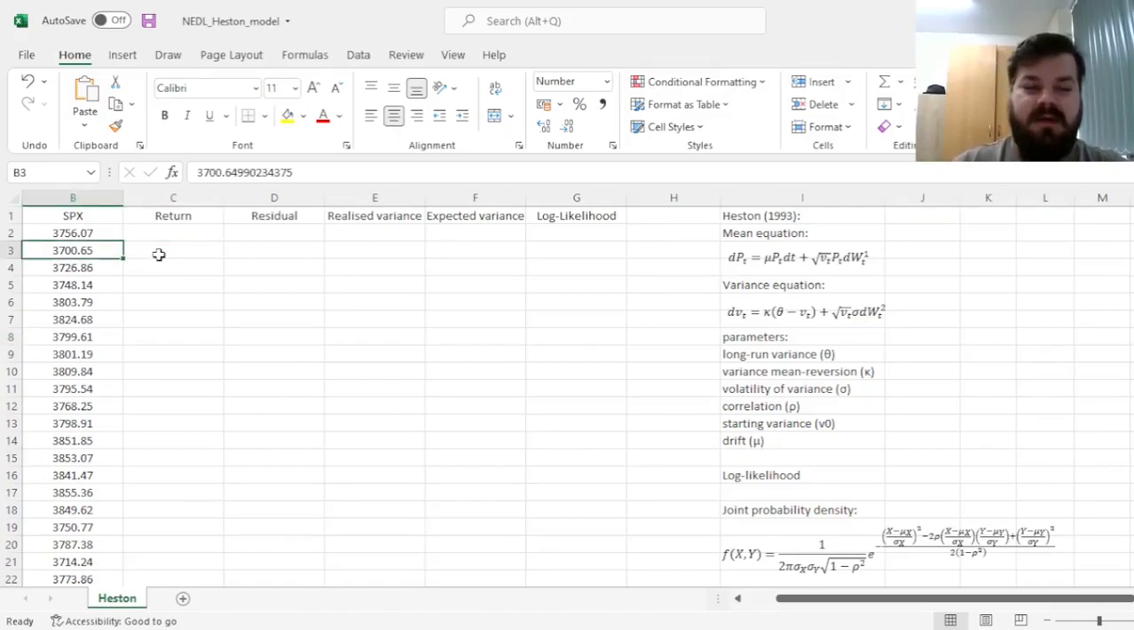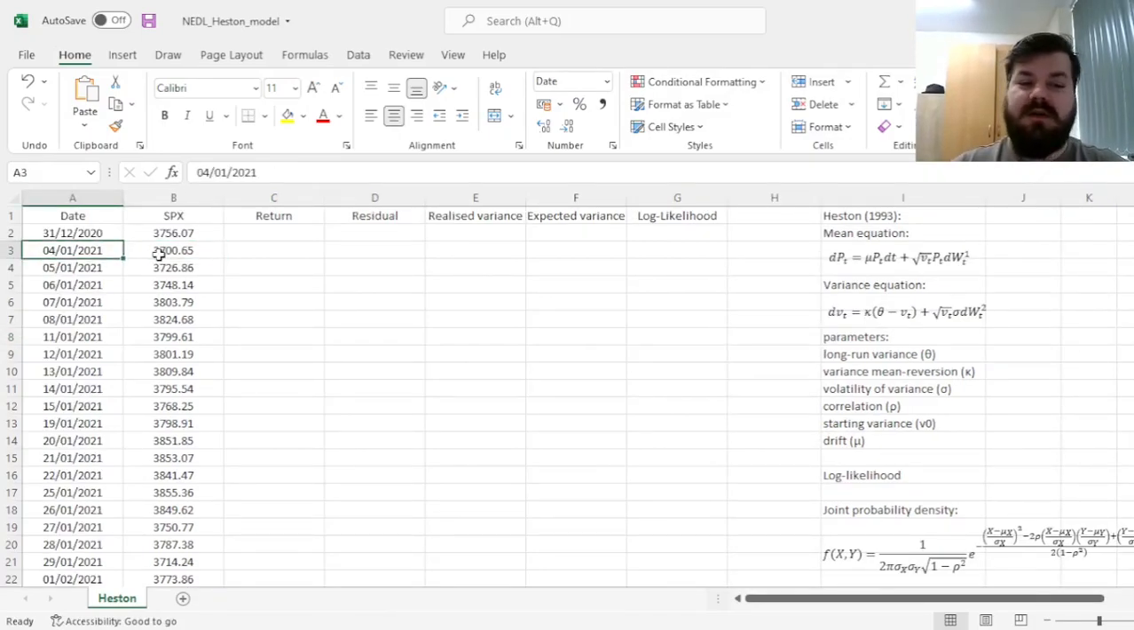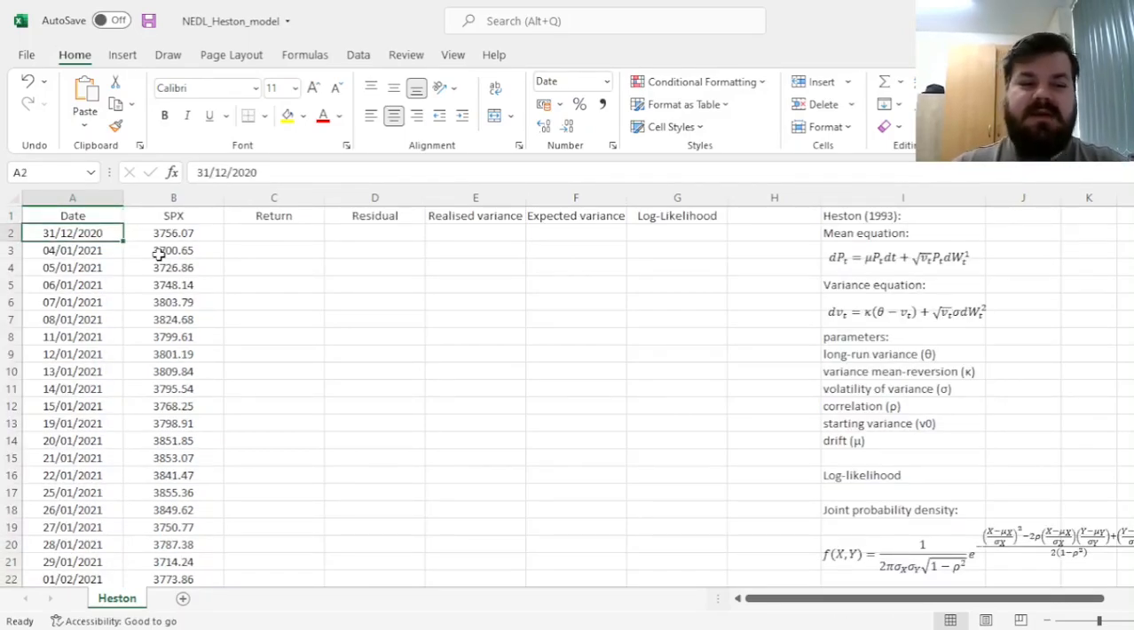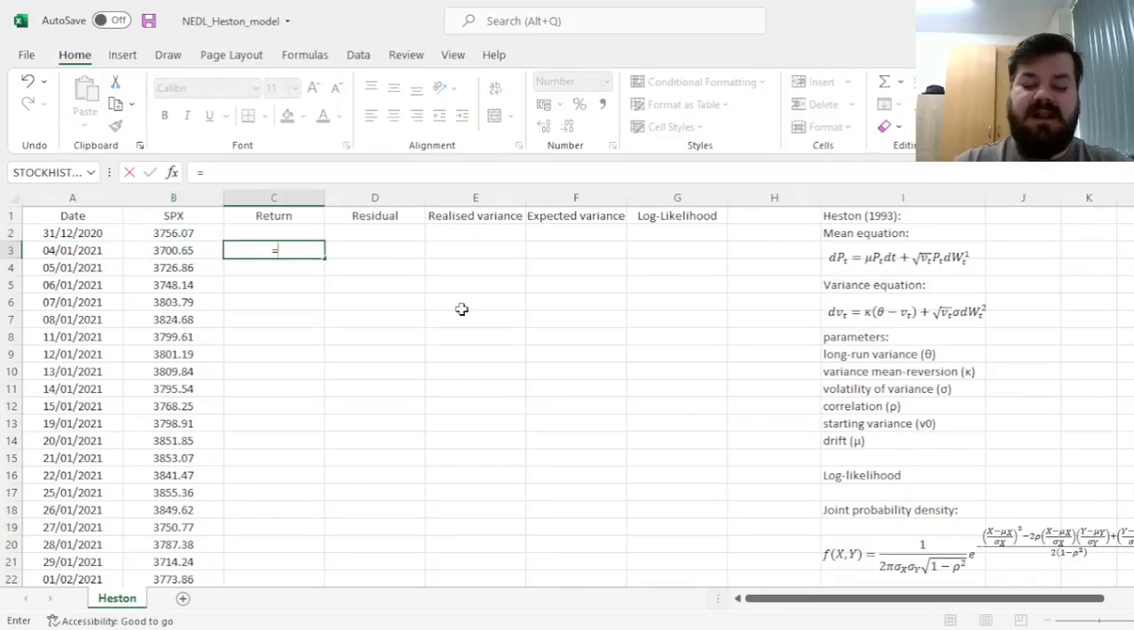And we will run this model on 1 year worth of data for the S&P 500 index. So we've got data from year-end 2020 until year-end 2021. We'll calculate logarithmic daily returns, as this is what the mean equation suggests. Again, as it's a logarithmic random walk, this model performs better generally when you use logarithmic returns. So the logarithm of the ratio of consecutive index values times 100.